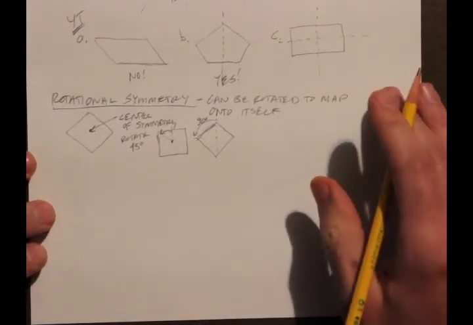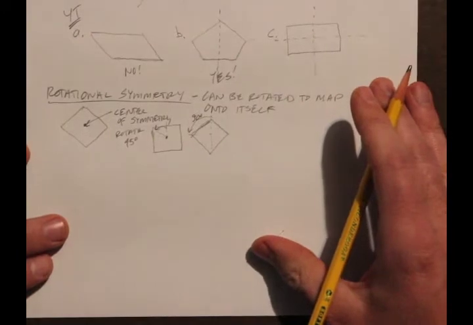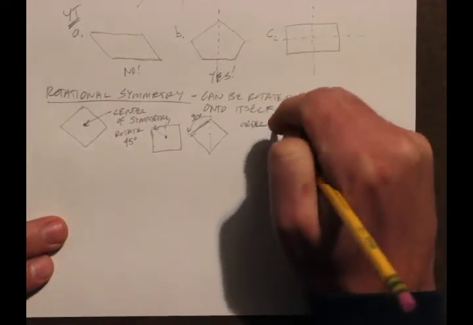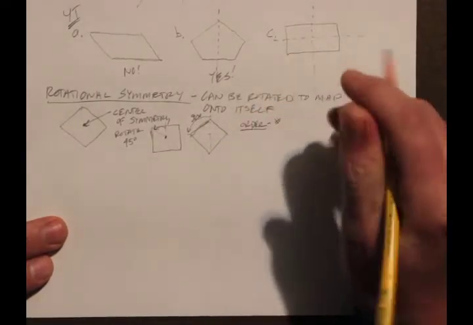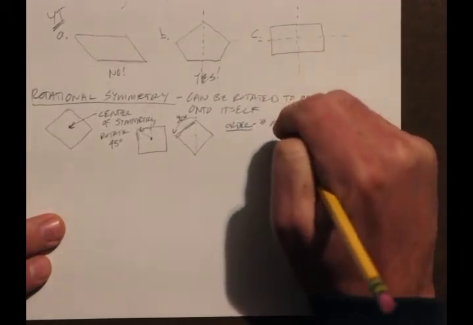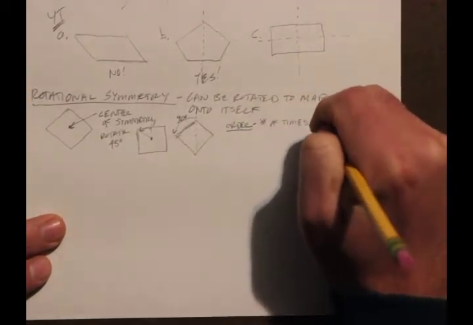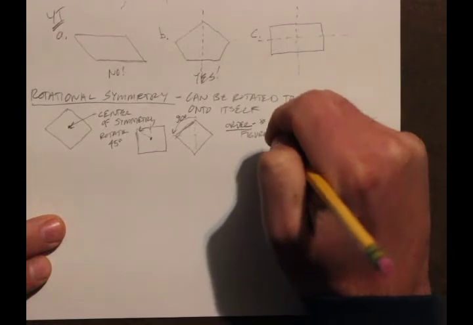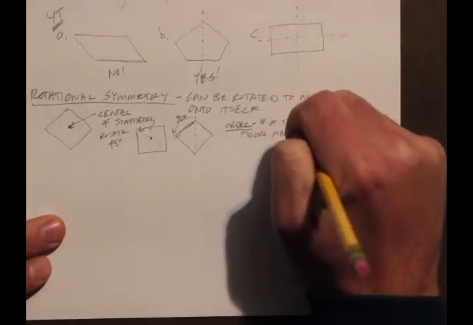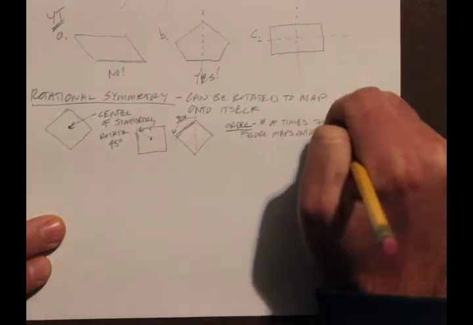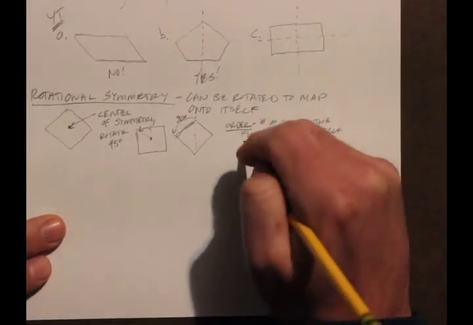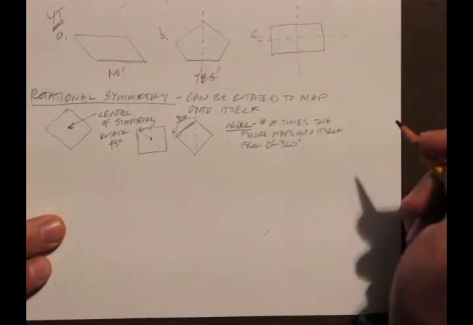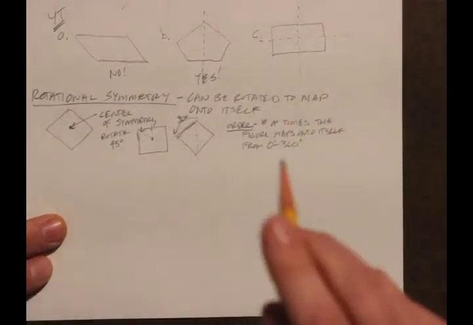So let's talk about a couple words that we need to know, some vocabulary here. So order is the number of times the figure maps onto itself from 0 to 360 degrees. So remember, 360 degrees is all the way around once.